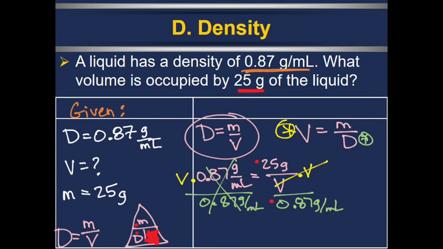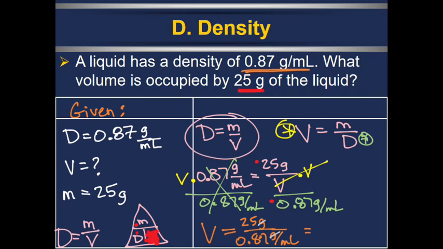So, coming up with our final answer, volume is equal to 25 grams divided by 0.87 grams per milliliter. I'm looking at the units right now. Grams divided by grams, that definitely cancels. So I'm going to go ahead and mark through those. Grams and grams cancels. But notice milliliter is in the denominator of a denominator. Essentially, that brings it straight back to the numerator.